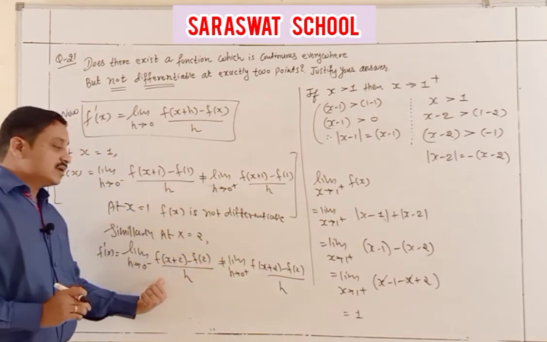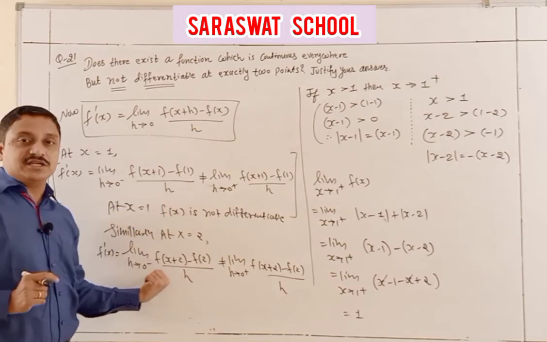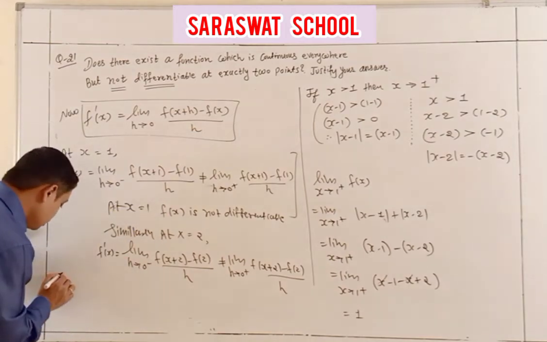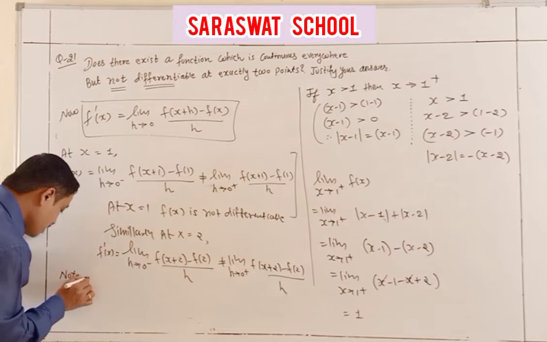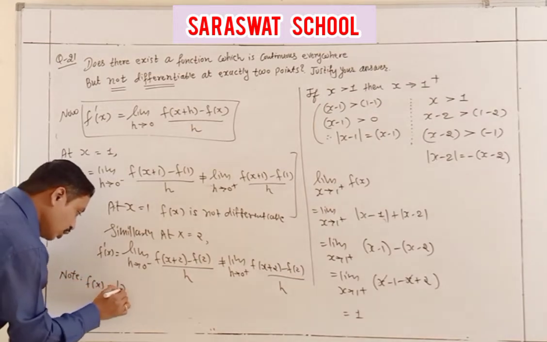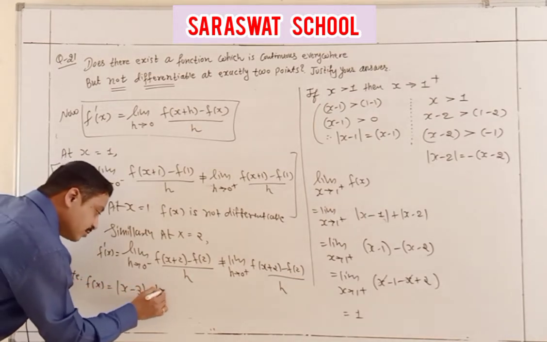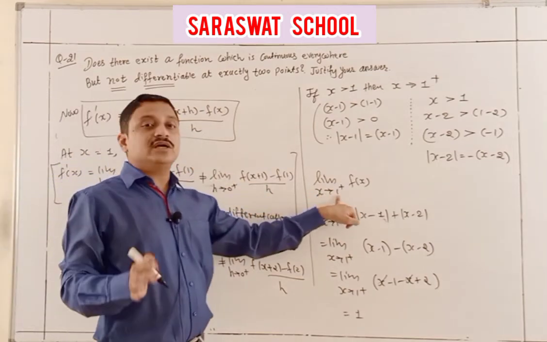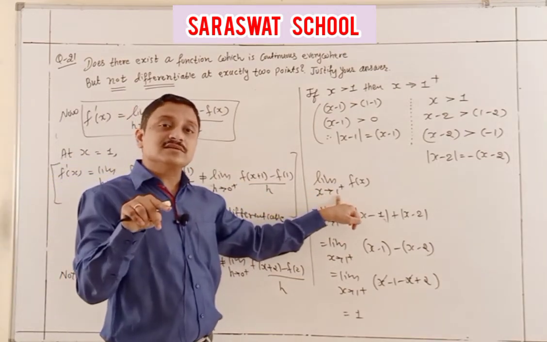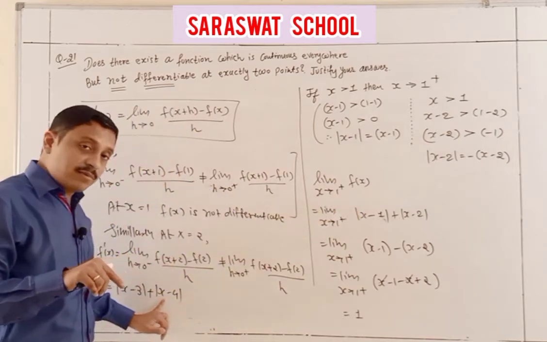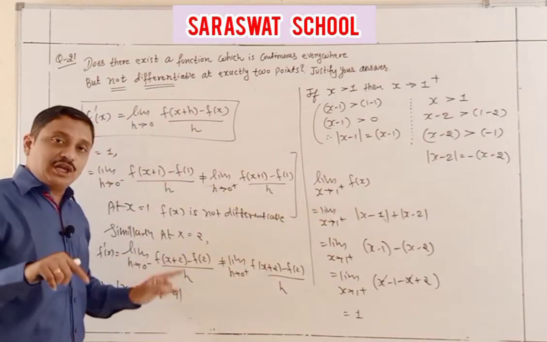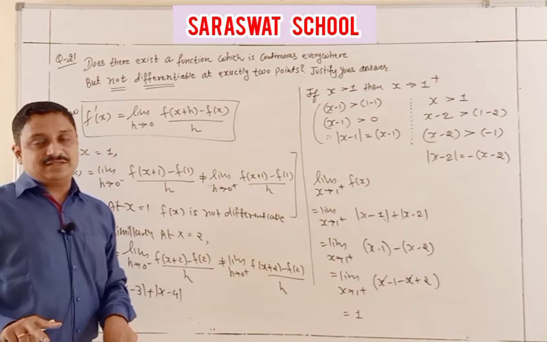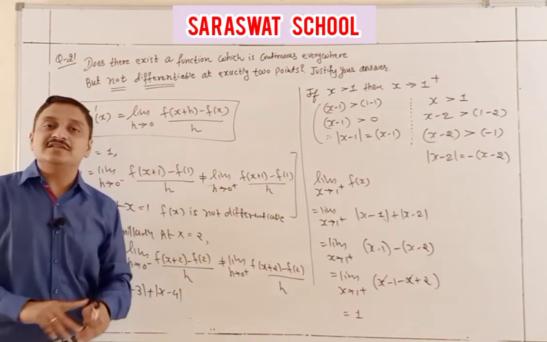Yes students, this numerical is done. Note that if you are taking modulus of x minus 3 and x minus 4, then what do you create here? x tends to 3 plus, 3 minus, and 4 plus, 4 minus, but taking both moduli is necessary. Yes, this numerical is done.